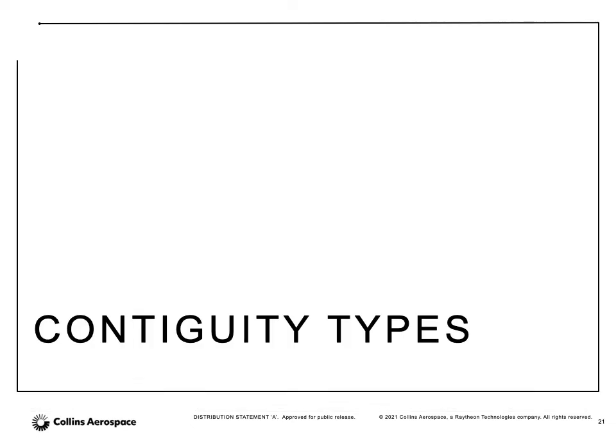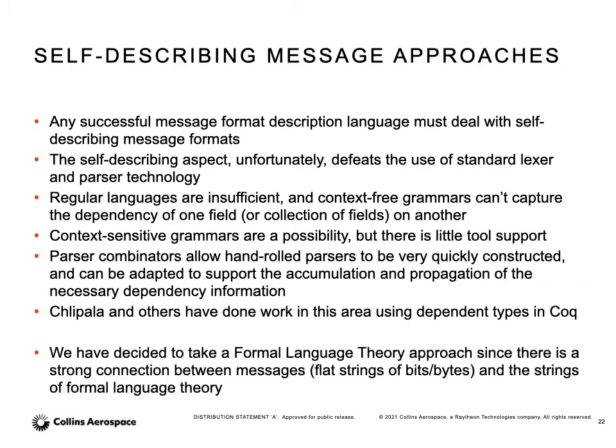Finally, I'd like to spend some time talking about a novel message specification system we've been developing called contiguity types. Contiguity types were developed to deal with so-called self-describing message formats. A self-describing message format, for example, would be one where early in the message there's a length field which tells you how many bytes there are in the remainder of the message.